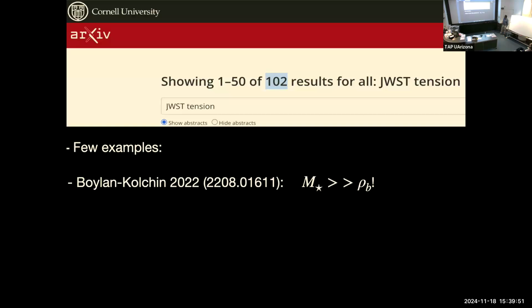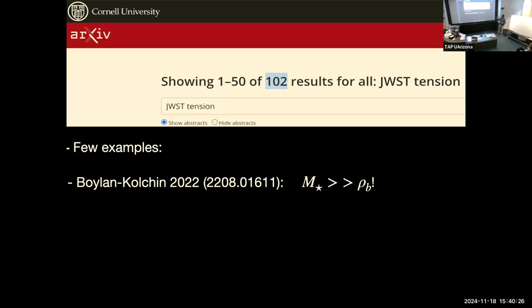One of the earliest examples is by Boylan-Kolchin, 2022, where basically he is stressing lambda CDM. He's trying to point out maybe lambda CDM is not complete. And the fact that if you assume, which is a perfectly basic assumption to take, that stars form from the baryonic reservoir of halos. So if you have the rho b, which is the density of the baryons in your halos or in your environment, and then you form stars from there, right?